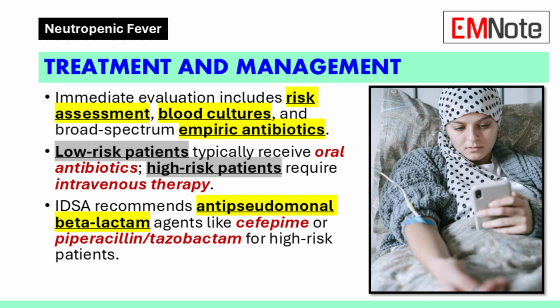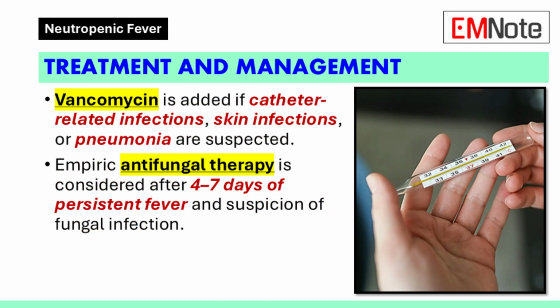The Infectious Disease Society of America recommends monotherapy with antipseudomonal beta-lactam agents such as cefepime, carbapenems, or piperacillin-tazobactam for high-risk patients. Vancomycin is not recommended for initial therapy but should be considered if suspecting catheter-related infection, skin or soft tissue infections, pneumonia, or hemodynamic instability. Empiric antifungal coverage is advised in high-risk patients with persistent fever after 4 to 7 days of a broad-spectrum antibacterial regimen and suspicion of fungal infection.